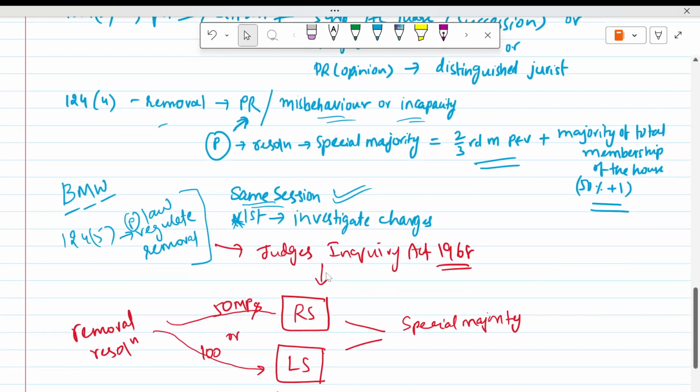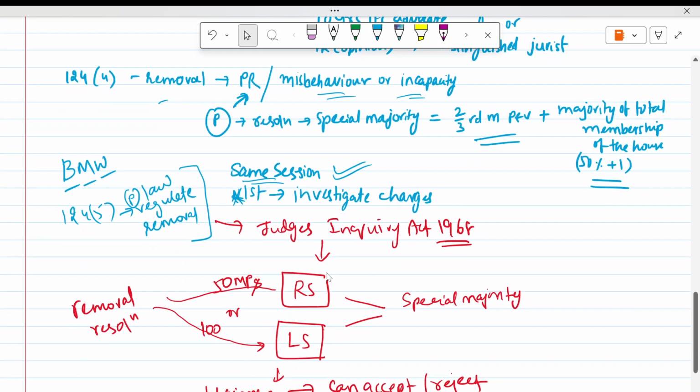Then 124(4) gives removal. Who removes a Supreme Court judge? The President. What are the grounds? Misbehavior or incapacity. But Parliament has to pass the removal resolution with a special majority, that is 2/3 of members present and voting, plus a majority of the total membership of the house, that is 50% plus 1. This should be done in the same session. The first house will investigate the charges.